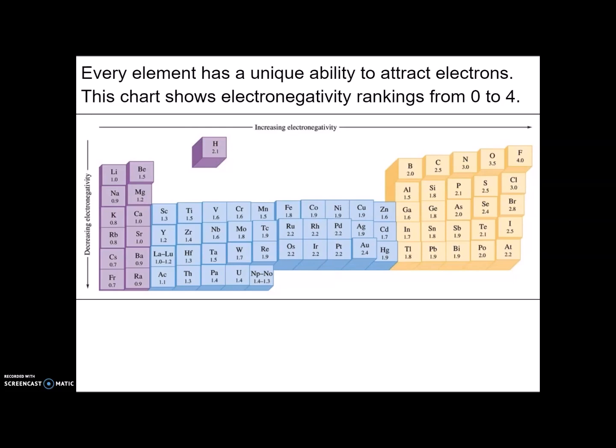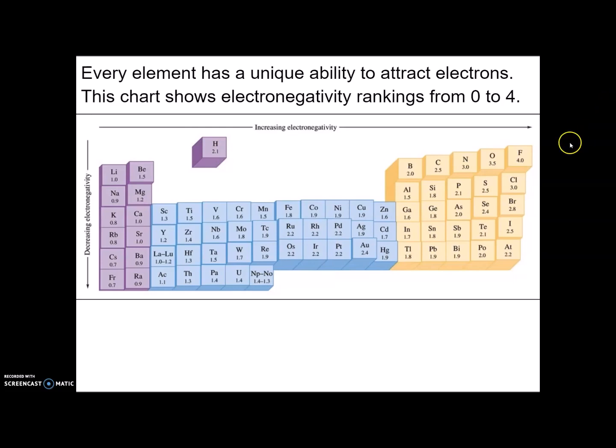Well, an atom's electronegativity refers to its ability to attract electrons in a bond. Well, noble gases don't bond. They don't even form bonds. And so we can't even rank their ability to attract electrons within a bond because they don't even form them in the first place.